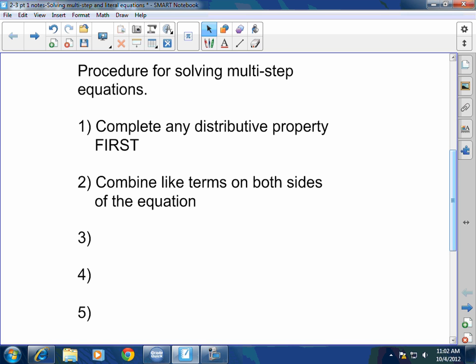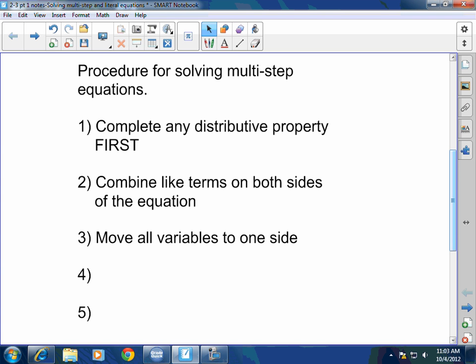Then once you've cleaned it up, you're going to get all of the variables together on one side. So move all variables to one side. Either you move them all to the left or you move them all to the right side of the equation. I don't care. It's up to you. But for sure, you got to move them all to one side.